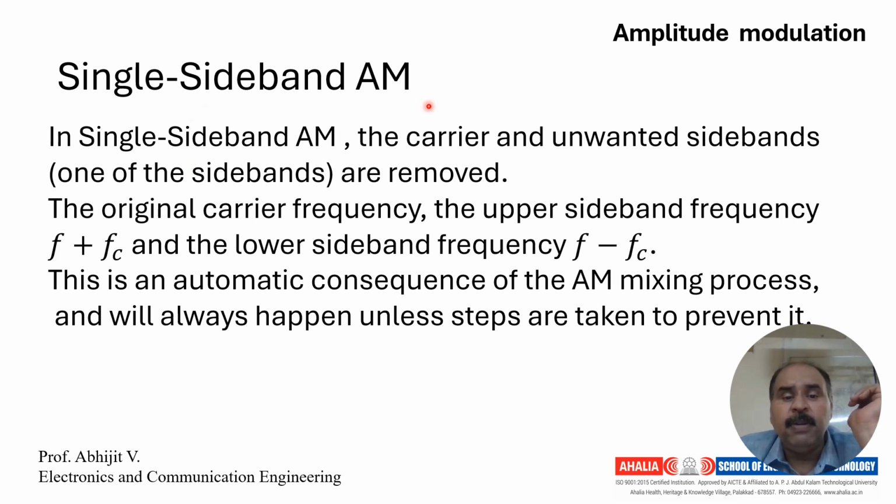In a single sideband AM, the carrier and the unwanted sideband, either the upper or the lower, is removed. We have three frequency components, the original carrier frequency, the upper sideband frequency, and the lower sideband frequency, out of which only either the lower sideband or the upper sideband is used for transmission. So this is an automatic consequence of the AM mixing process, which we'll have to study. In order to generate a single sideband AM wave, we have to do some processing with the signal, which we will be seeing as we go ahead.